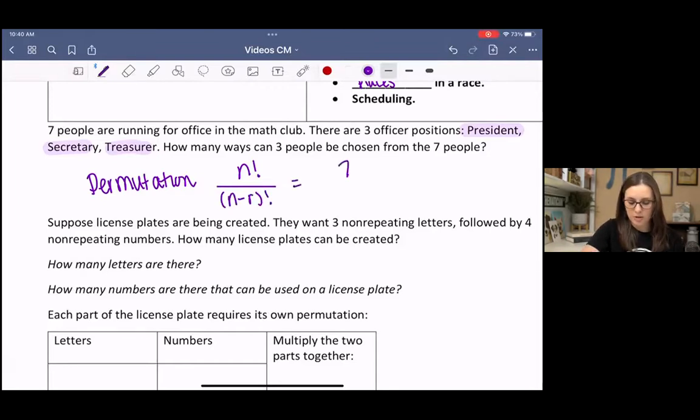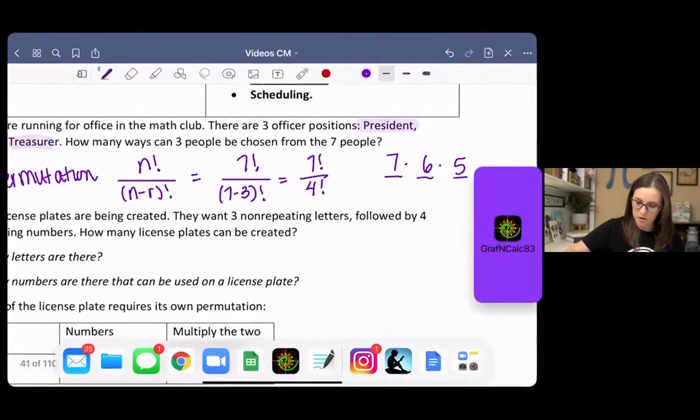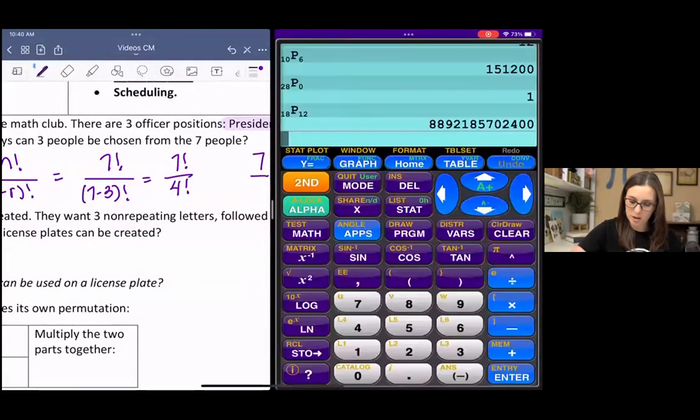And there are 7 total people running, and we're choosing 3. So if you're doing it by hand, you would do 7 times 6 times 5. Or you could have done, there are 3 positions, 7 options, 6 options, 5 options, same thing. Or your calculator. I always love to give you lots of options. Whatever way you see it in your mind, I am happy.